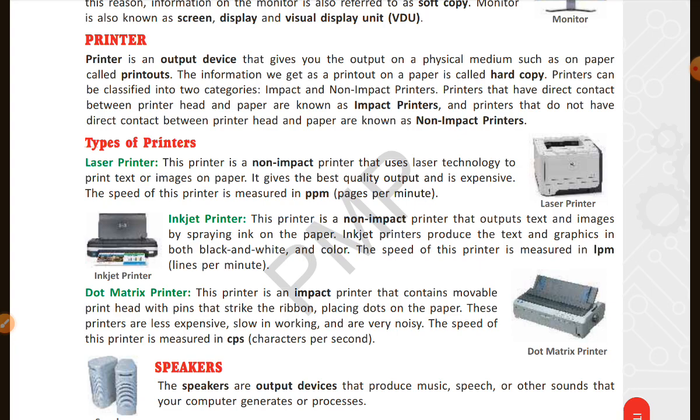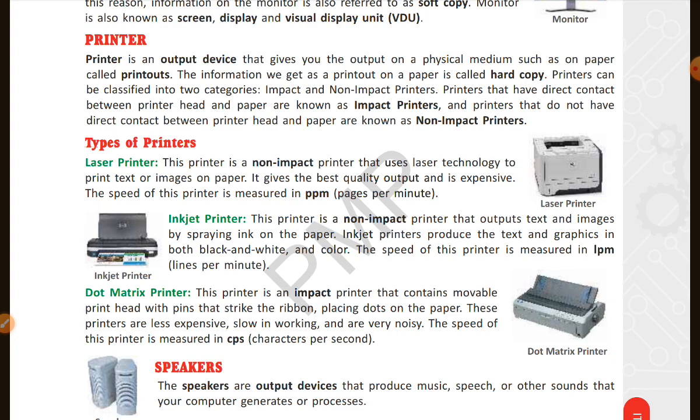Now next one is inkjet printer. This printer is a non-impact printer that outputs text and images by spraying ink on the paper. Means this type of printer prints by spraying ink on the pages. Inkjet printer produces the text and graphics in both black and white and colored. Means they can produce colored copy as well as black and white copy.